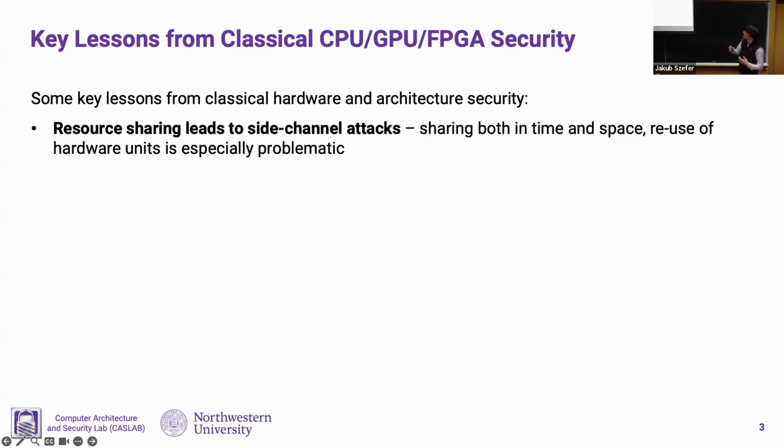So whether you're sharing something in time or space, either if users are alternating on the same piece of hardware, or if users are running in parallel, maybe multi-tenancy, whenever you're sharing a cache or some other structure, there's definitely going to be side channels. So I think that's one thing to remember.